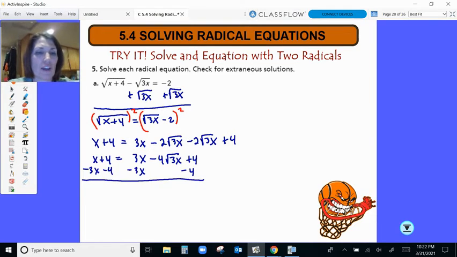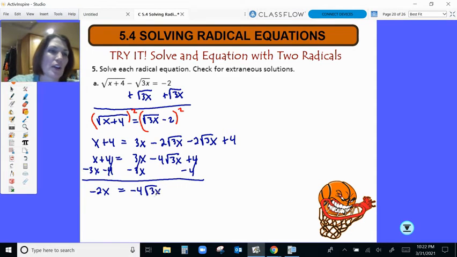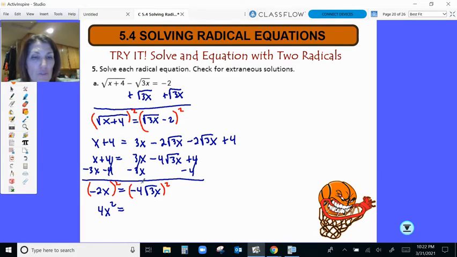And I'm going to get a negative 2x equals, that goes to 0, 0, and negative 4 times the square root of 3x. And now I have the square root of 3x term kind of all by itself, so I can go ahead and square both sides here. Okay, so this gives me a positive 4x squared. So be careful, make sure you square both of those, okay? Make sure you square both of these. So negative 4 squared is 16. Square root of 3x squared, that just eliminates the radical, so it's just times 3x.